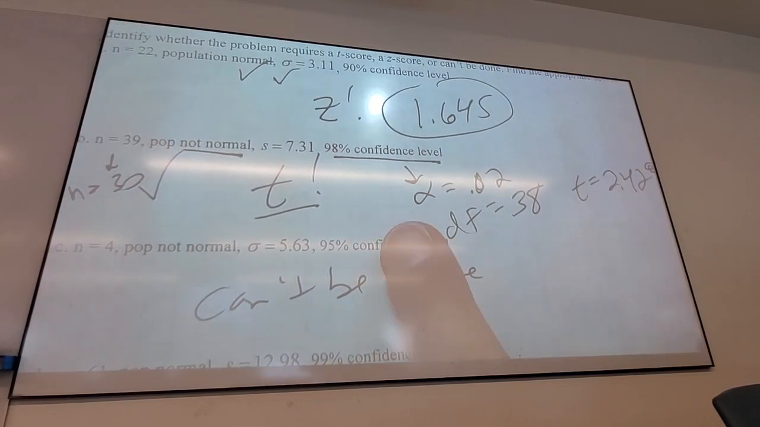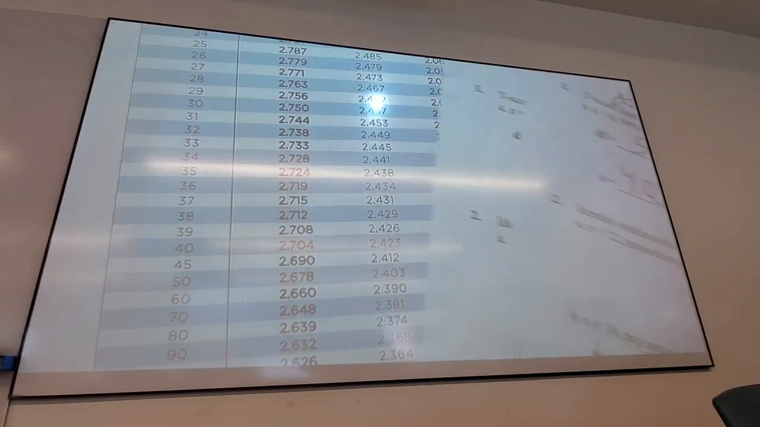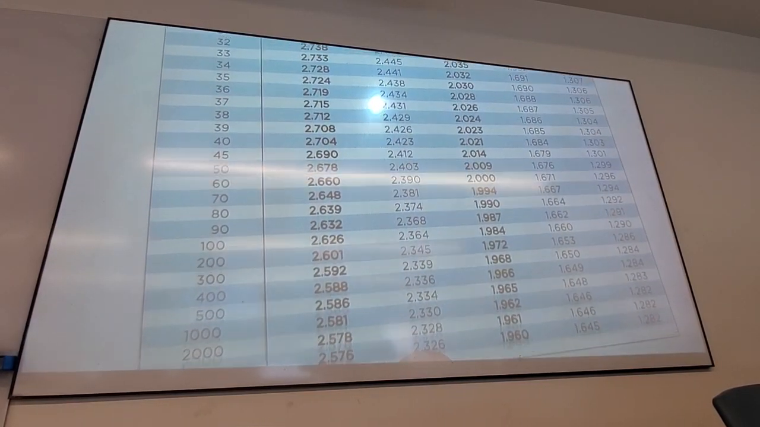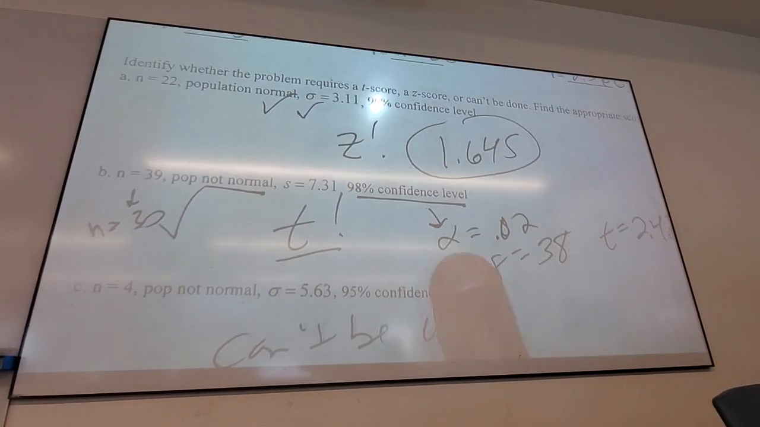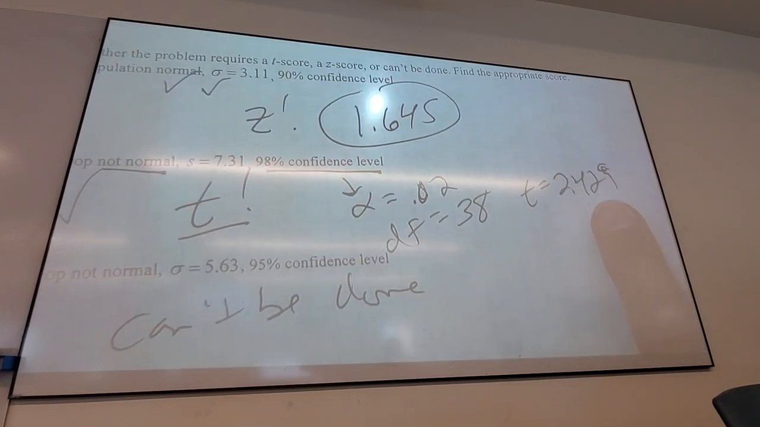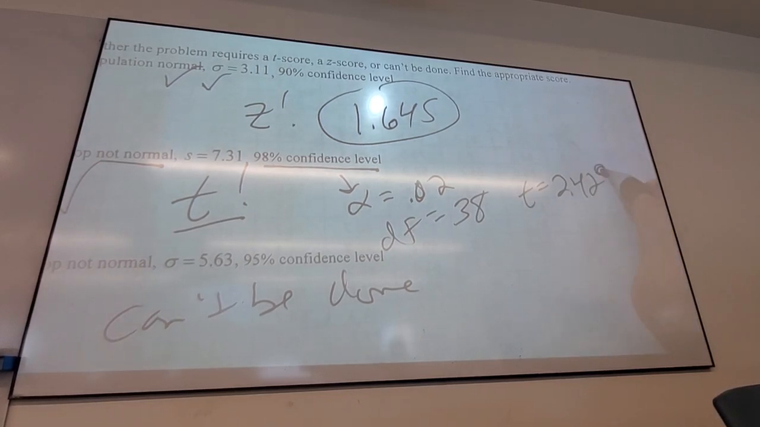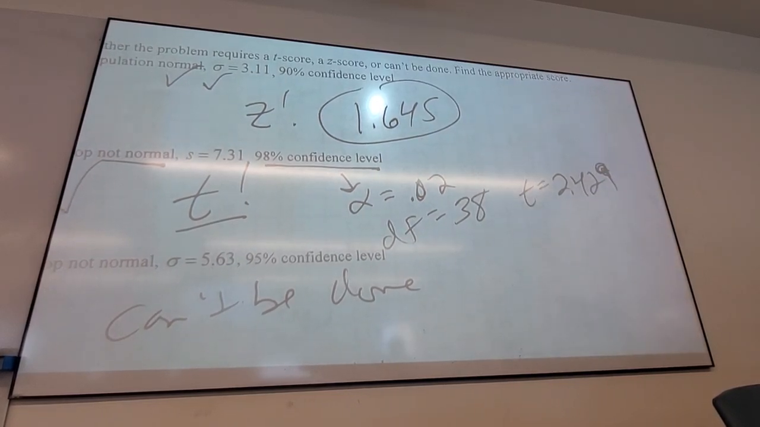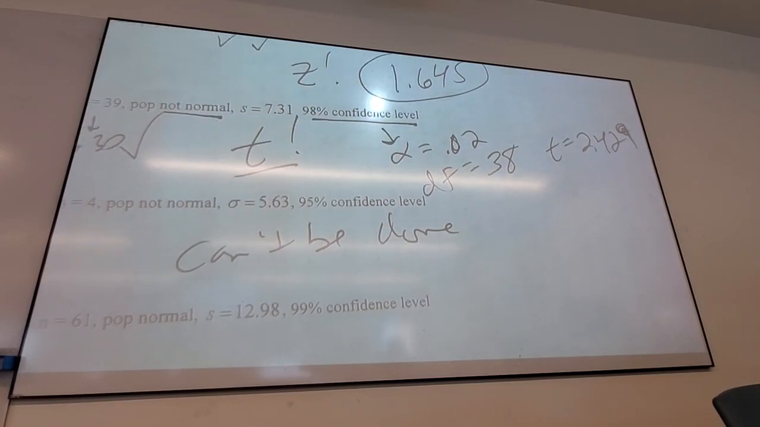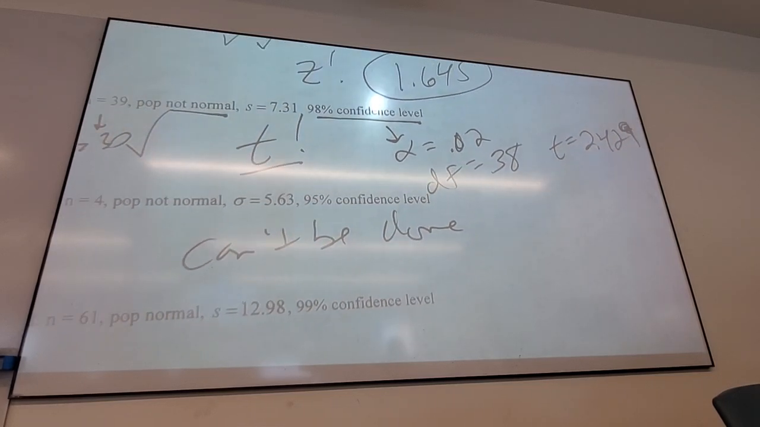If it was a z-score problem, I would use 2.326. Since I don't know sigma, I just know s, I have to penalize myself a bit and go 2.429, go a little further out to make up for that thing I don't know. And then if it was like 90 or 105, you would go down to 100.